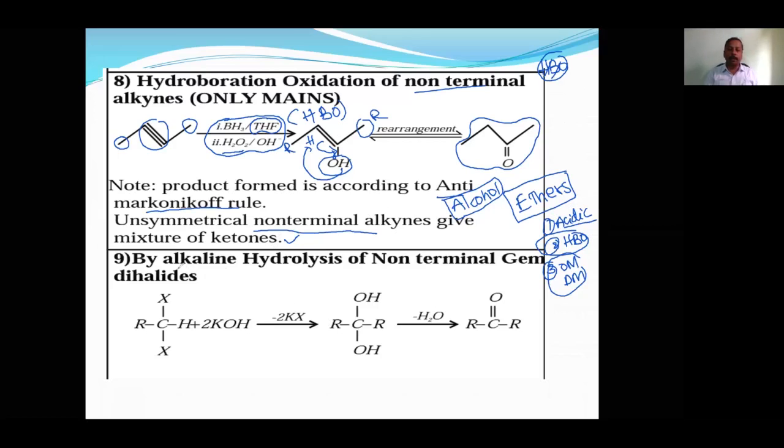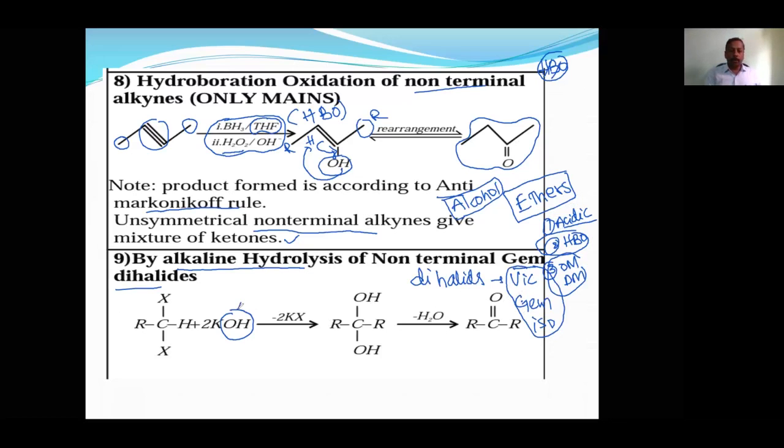Next, alkaline hydrolysis. Alkaline means OH, of non-terminal geminal dihalide. There are three types of dihalides. First one is vicinal, adjacent. Geminal means on the same carbon. Isolated means other than the adjacent carbon. In haloalkanes, this classification is made.